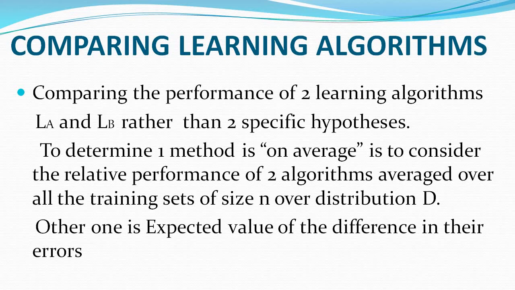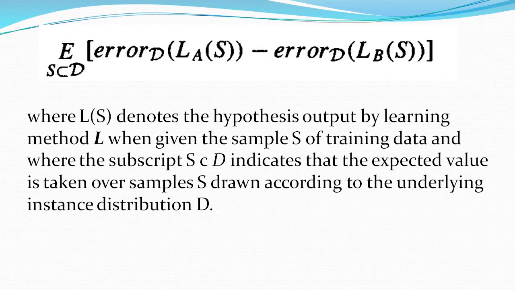To measure or compare the performance, there are two methods. The first method is that we consider the average value of the relative performance of the two algorithms on all the training sets over the distribution. And the second method is finding the expected value of the difference in their errors. So this one is the first one.